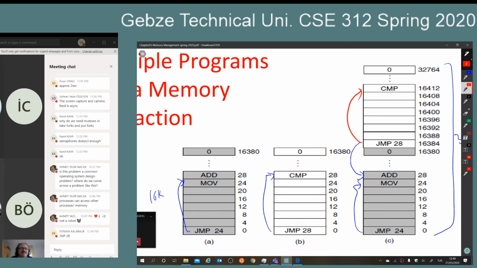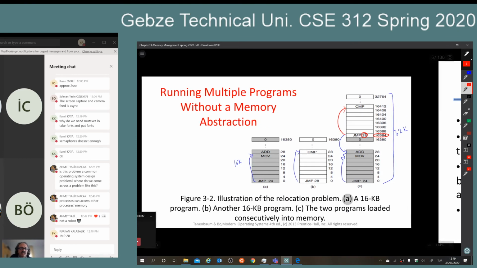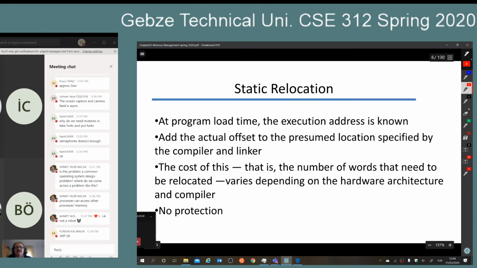It is not as simple as putting the program at the top of the other program. That's not going to be a good solution. What you need to do is find these kinds of absolute addresses wherever they are, and when you are loading this program, add this number to those absolute addresses. That's called static relocation.